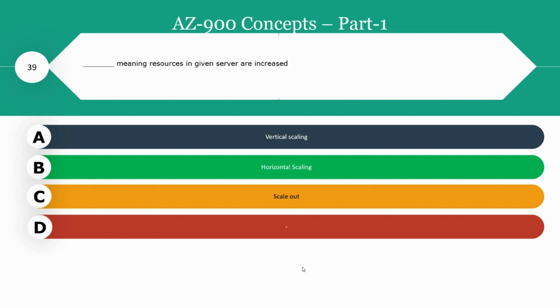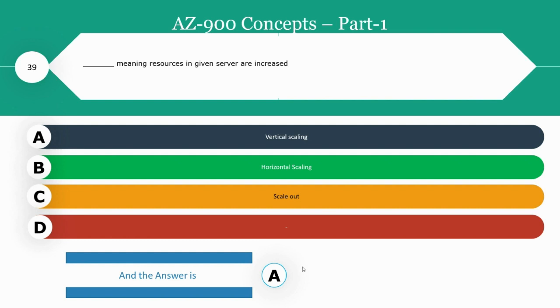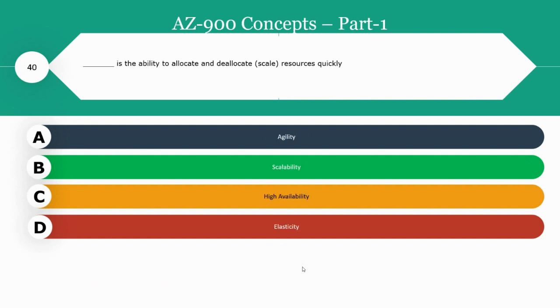Dash meaning resources in a given server are increased. You should note the resources inside the server need to be increased. So the option would be vertical scaling. Vertical scaling describes adding more power to your current machine, that is within the server. And so the right answer would be option A.